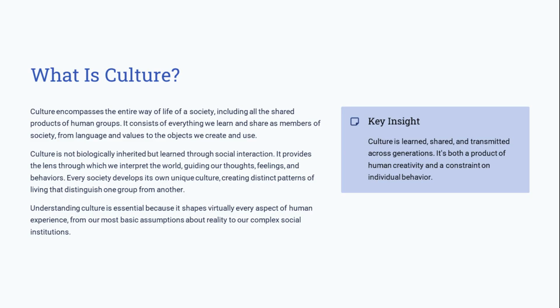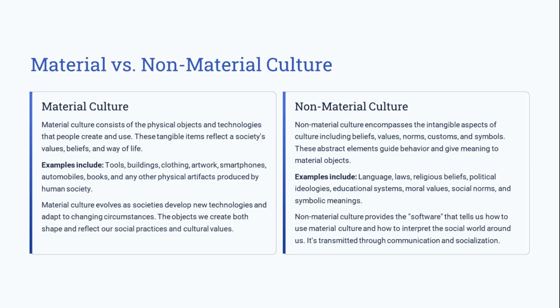Culture can be divided into material and non-material aspects. Material culture consists of physical objects and technologies, while non-material culture encompasses intangible aspects like values, norms, and symbols. Both are crucial in shaping human society and are transmitted through communication and socialization.